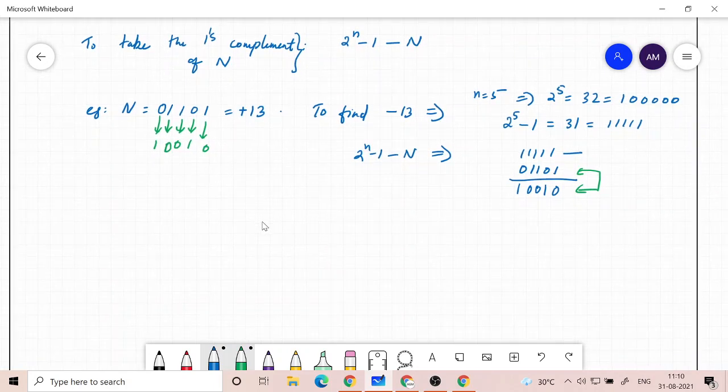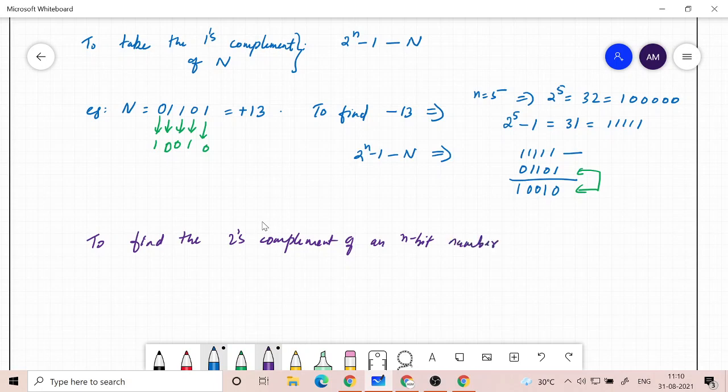Okay, so similarly, mathematically, if you want to find the 2's complement of an n bit number, what we need to do? We just need to do 2 raised to n minus n. Just the same way. Only difference is that radix is 2 instead of 10. So earlier it was 10 raised to n for 10's complement minus n. Again, how can we do that? Do we need a subtractor for this?